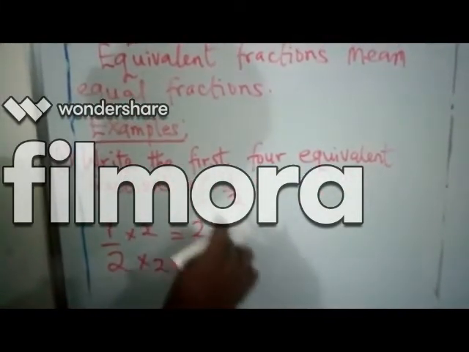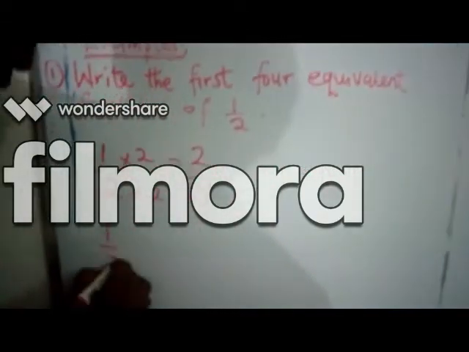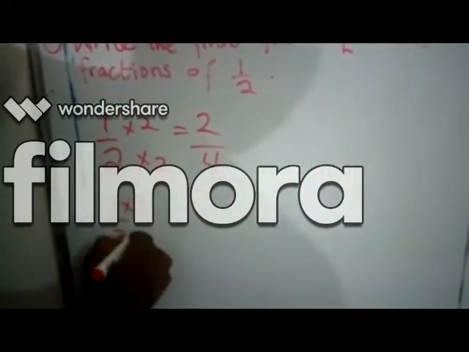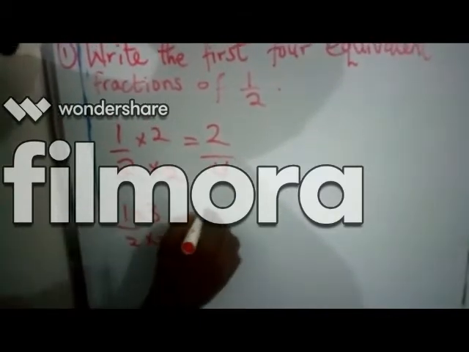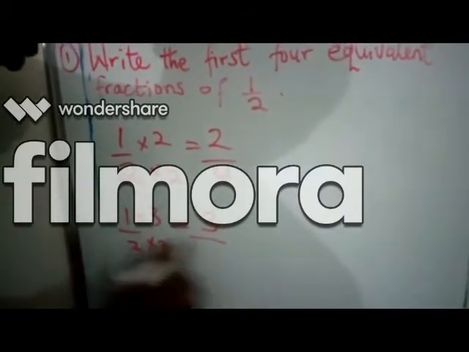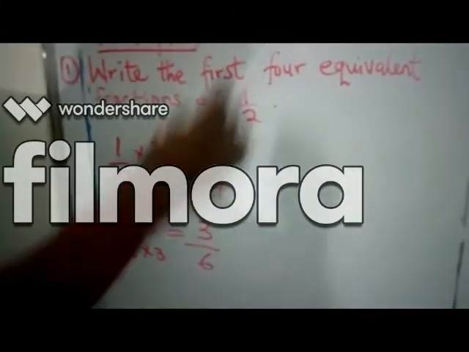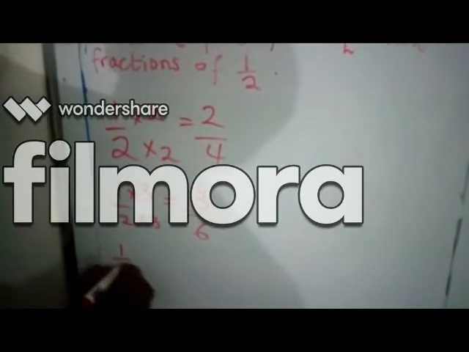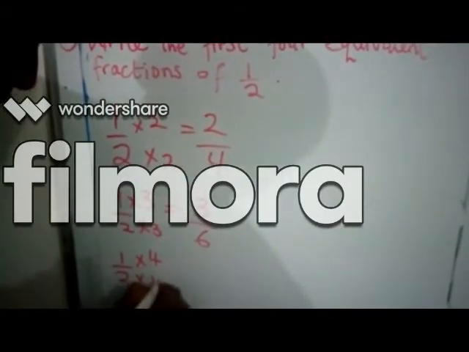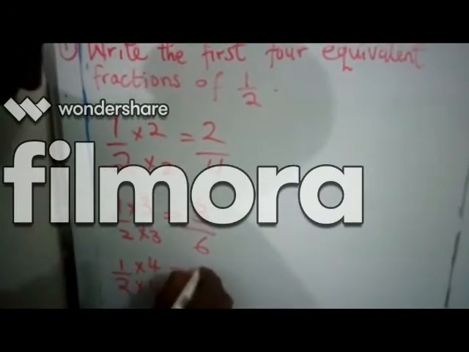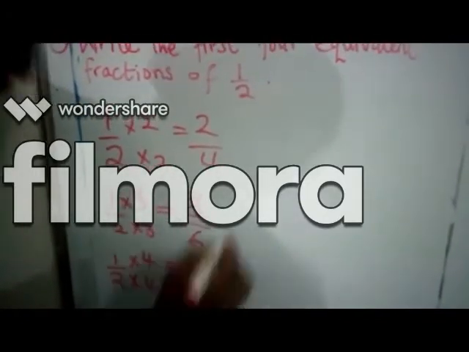To get the third fraction, we use the first fraction multiplied by 3. 1 over 2 times 3 times 3. That will give us what? 3 times 1 will give us 3. 3 times 2 will give us 6. This is the third fraction. And to get the fourth fraction, that will be 1 over 2 times 4 times 4. 1 times 4 will give us 4 over 4 times 2 will give us 8.